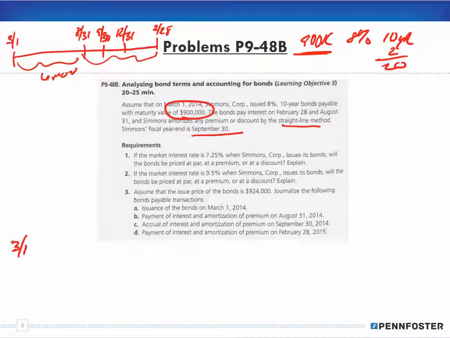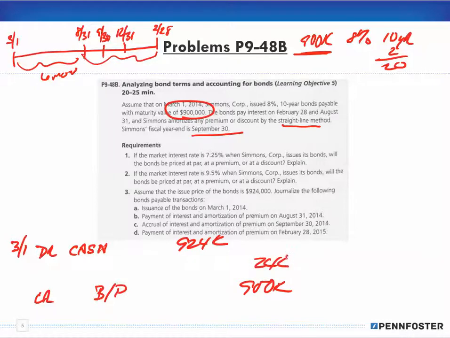But we're getting cash for $924,000. But we're going to owe at maturity value 900,000, so we're going to credit our bond payable for 900,000. The difference between the two, since debits have to equal credits, is 24,000. So we're going to credit 24,000 to the premium that we're getting on the bond payable.